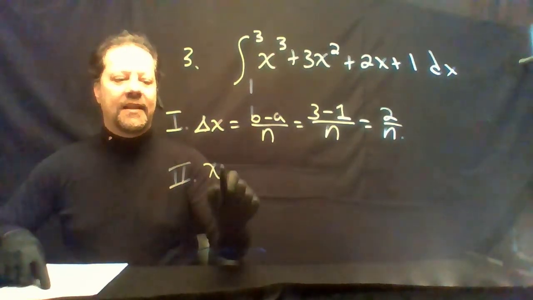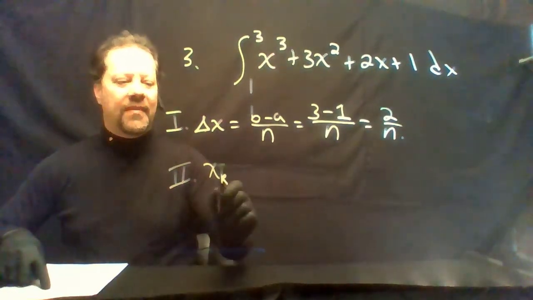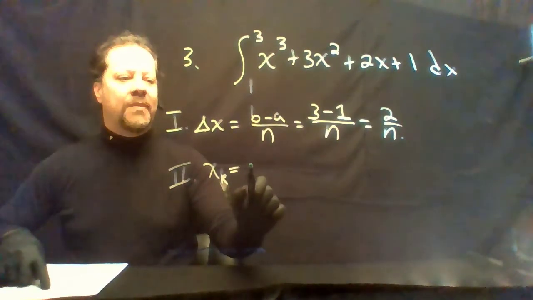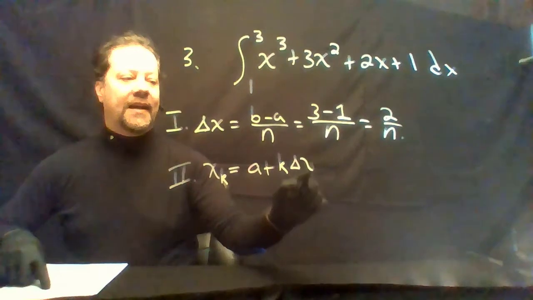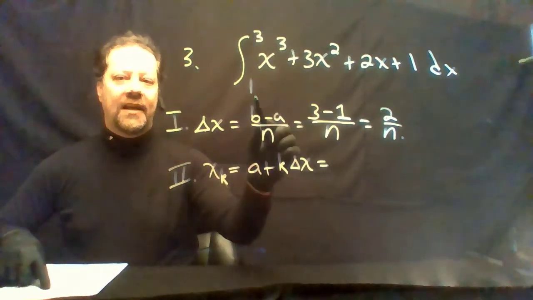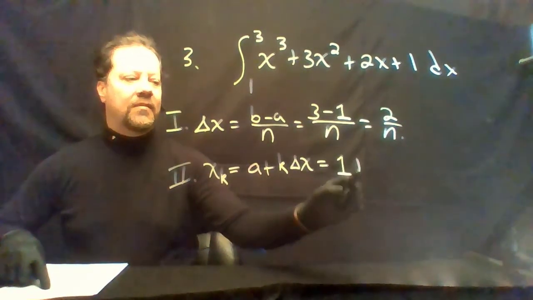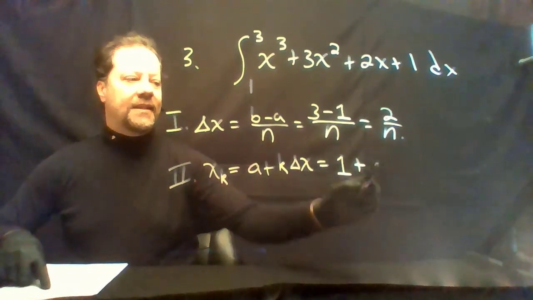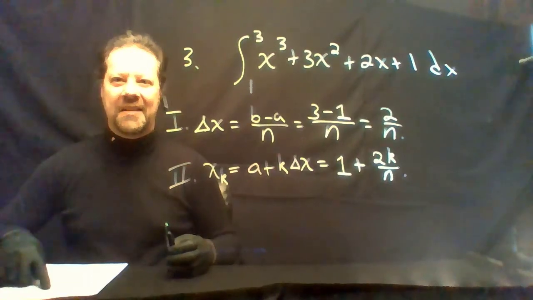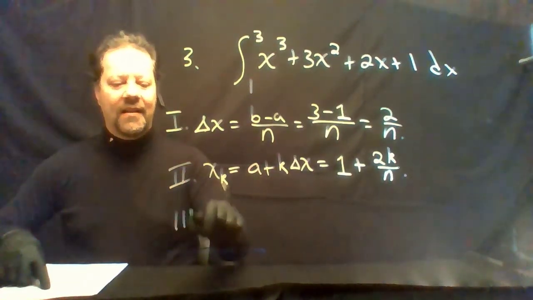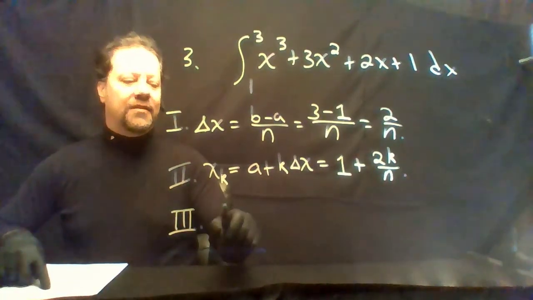Second, we calculate the partition points. X sub k is going to be a plus k times delta x. A in this case is 1. We have k times delta x, that's going to be 2k divided by n. And then finally, the integral.